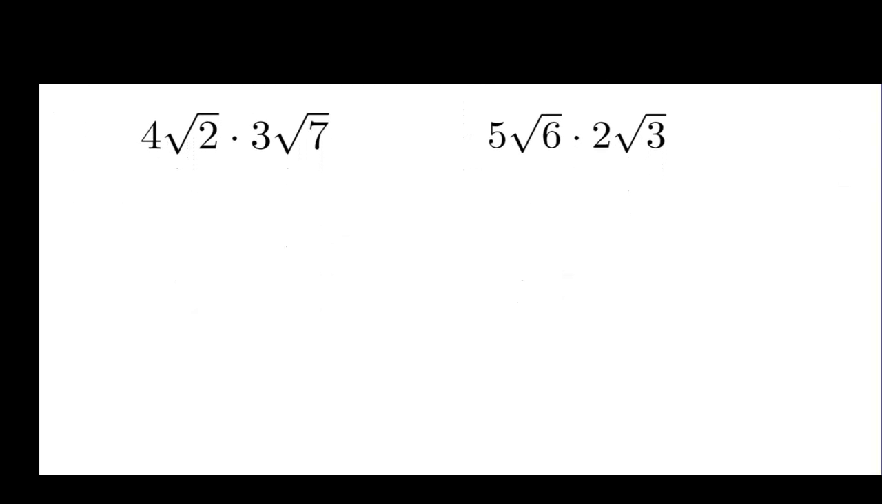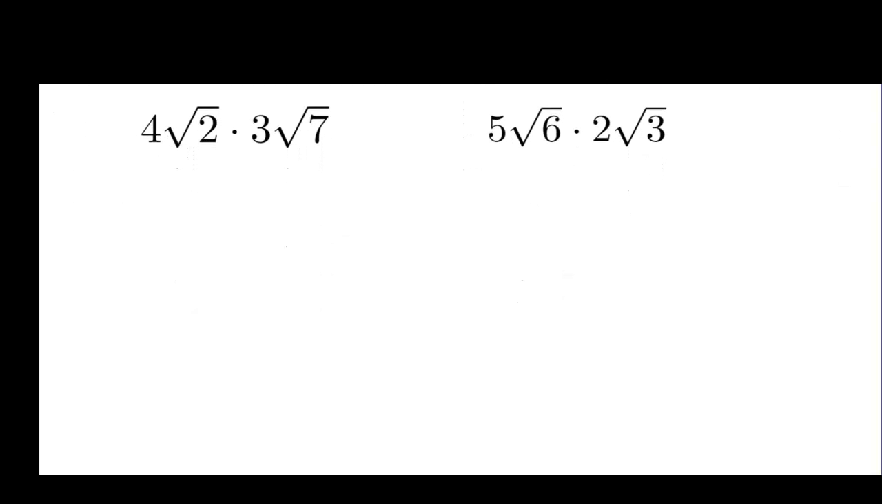So our first example, 4 square root of 2 times 3 square root of 7. The coefficients are 4 and 3. We multiply them together to get 12. Then square root of 2 times 7, which is the product of the radicands, that would give us 14. And then we have to check if we can simplify this further. So 14 does not have any perfect square factors, so 12 square root of 14 is considered simplest radical form, and that would be our answer.